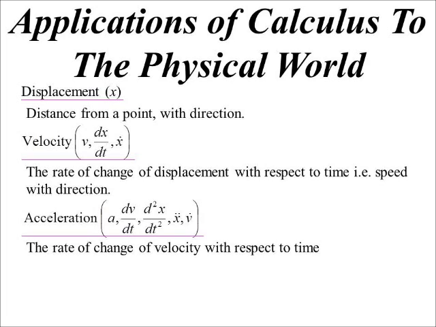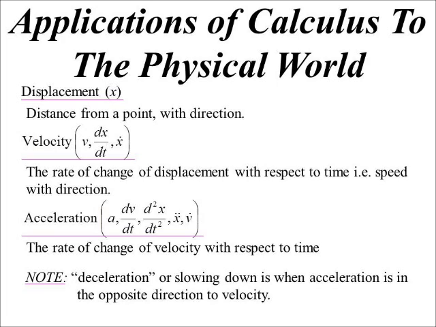It could be dv to dt, because it's the derivative of velocity with respect to time, but then we could say it's the second derivative of displacement with respect to time. So we could have x with two dots, we're saying two derivatives, or velocity with one dot. So they're all different notations that we could use for acceleration.